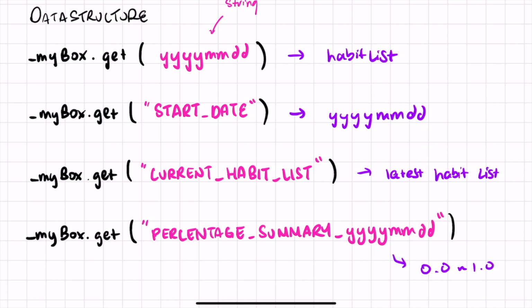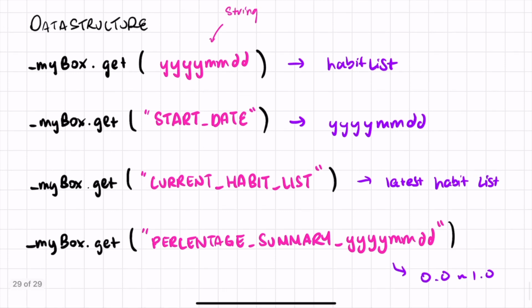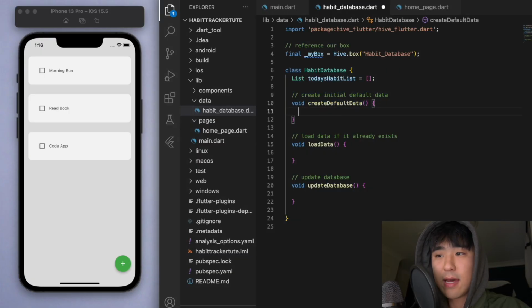And when you do query this percentage summary, we're going to return a string value that's a decimal between 0 and 1. We're going to touch on that last percentage summary a bit later on in the video, but just keep in mind this is sort of the data structure that we are going to use. Okay, so if this is the first time running the app, then let's just create some default data like we did before.